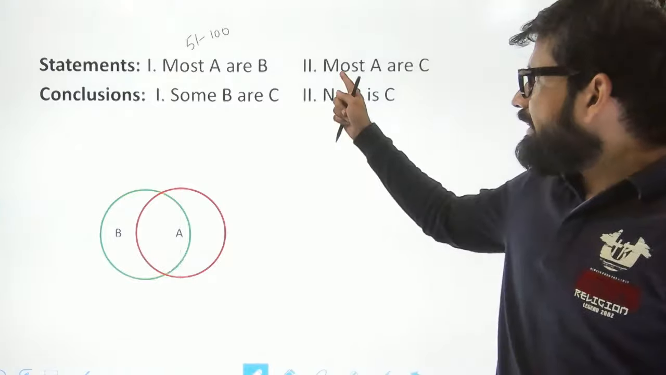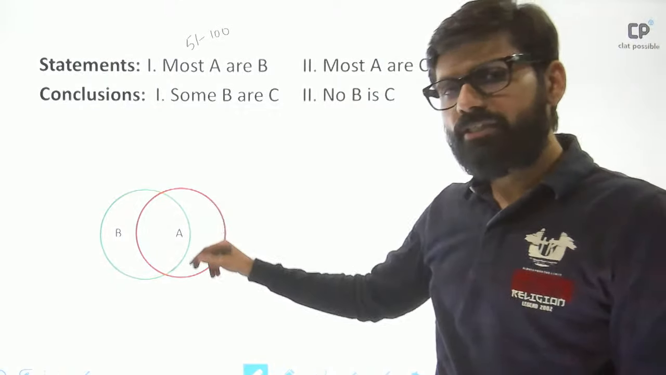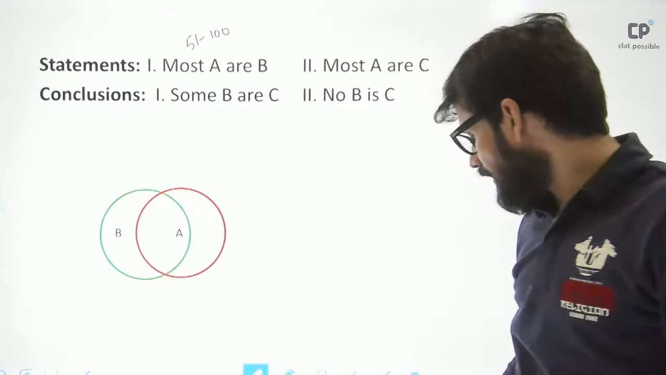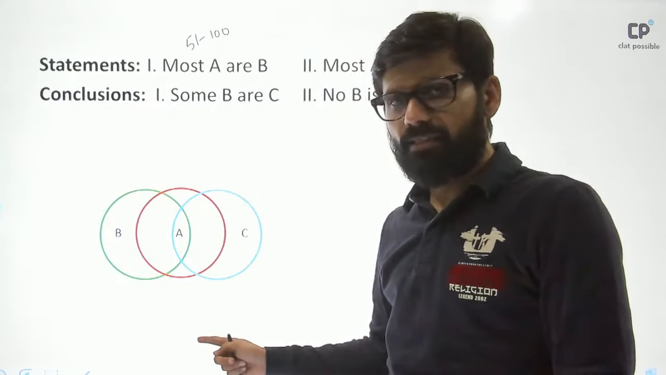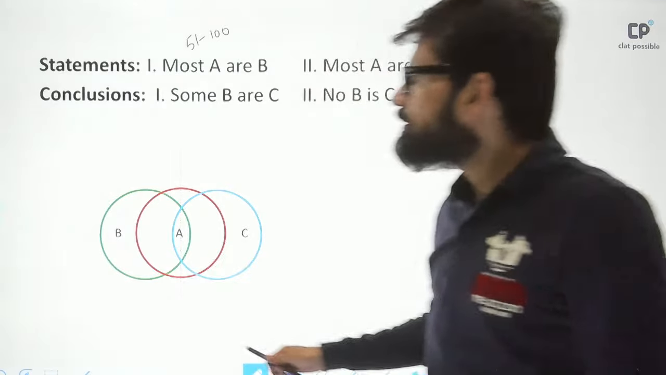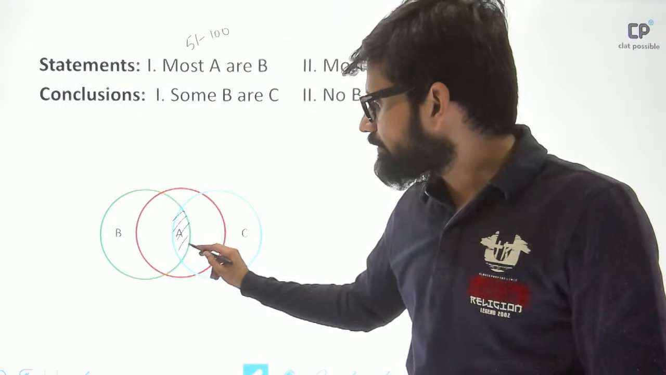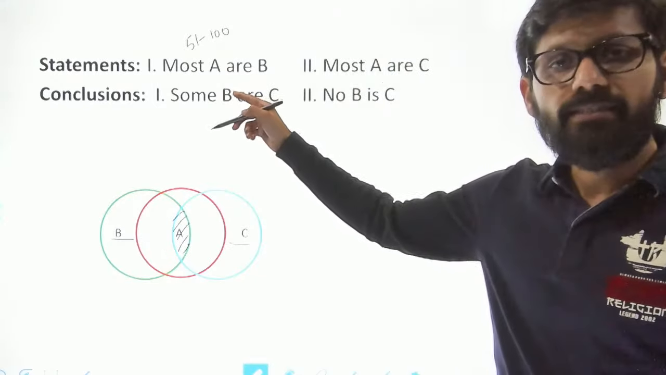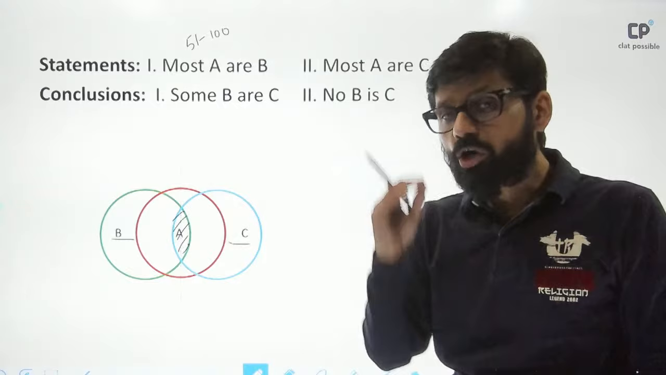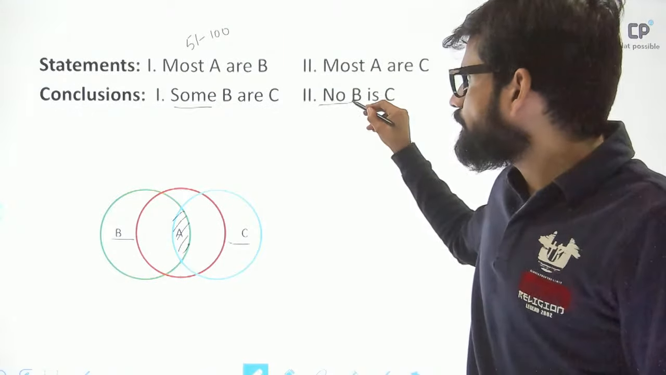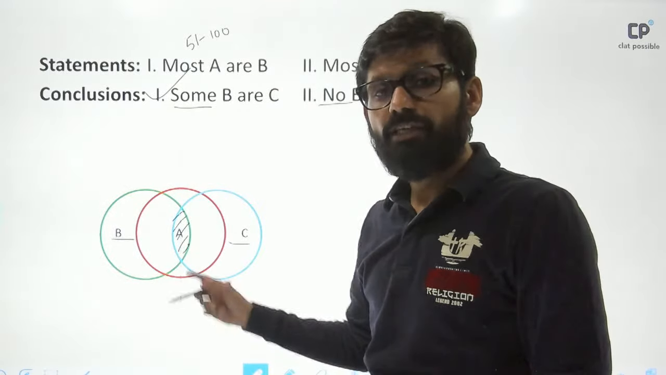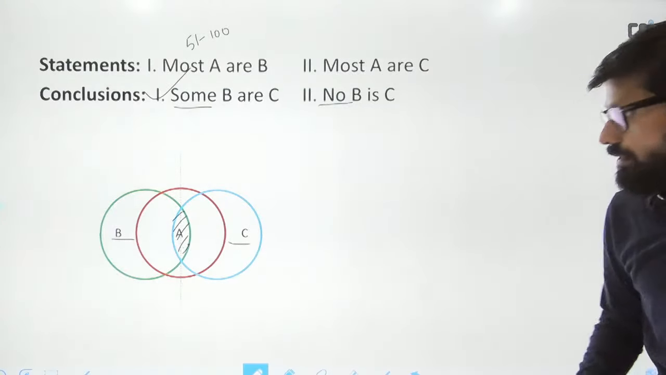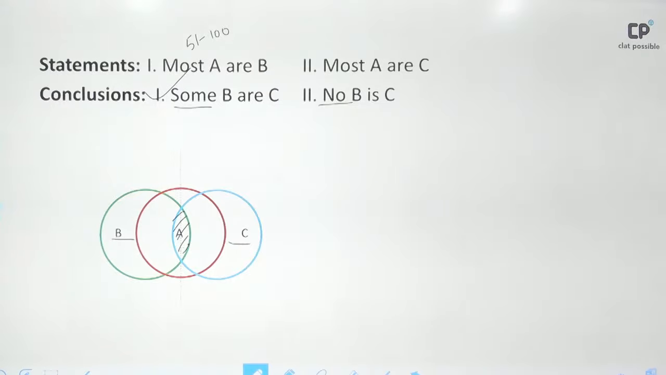And then we have most A are C. Again, when I'm drawing the C circle, it has to cross that halfway mark. So when both B and C are crossing this line in the middle, there is a definite overlap between B and C. So in this case, it is not an either or case, because even if there is some and no, this conclusion definitely follows. Some B are C definitely follows in the most case. Okay. So let this sink in and then we'll do another question.